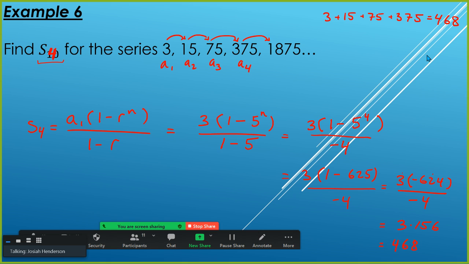So again, if it's a low number that we're trying to add, like the first 4, it might not be bad to just add them up like normal. But if we're asked to find a much farther number in the list, well, you're going to want to use your formula.